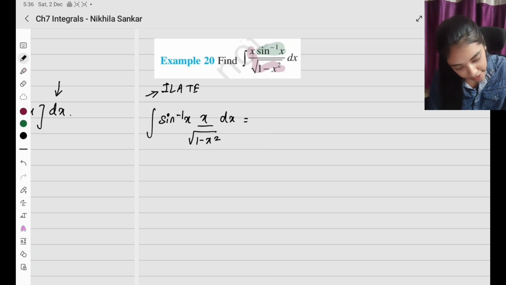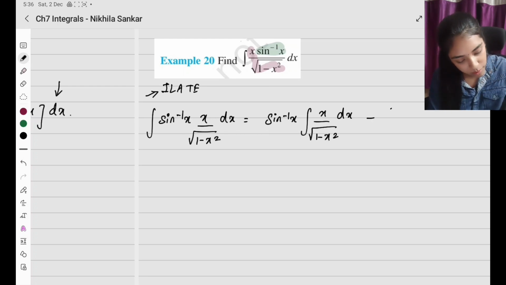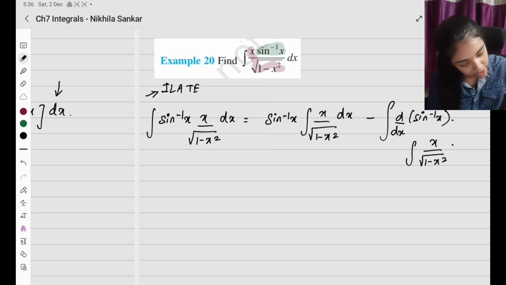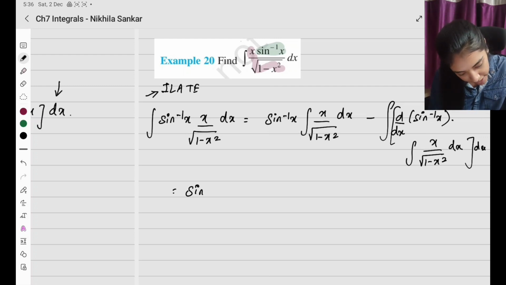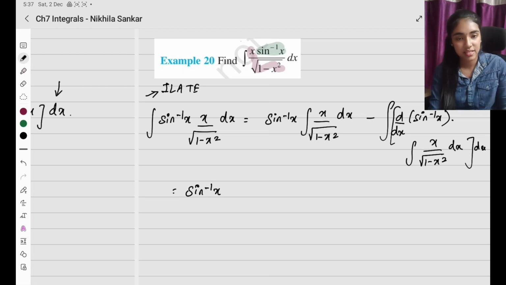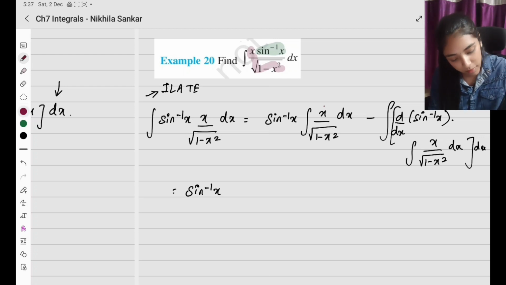When I solve this, I have first function times integral of second function, x divided by square root of 1 minus x square dx, minus, there is a minus, remember, integral of, open the bracket, d by dx of first function, sine inverse of x, times integral of the second function, x divided by square root of 1 minus x square times dx, close the bracket, times dx. So what do I have now? I have sine inverse x times integral of x divided by square root of 1 minus x square. We can use the substitution method here, so I'll put it here.